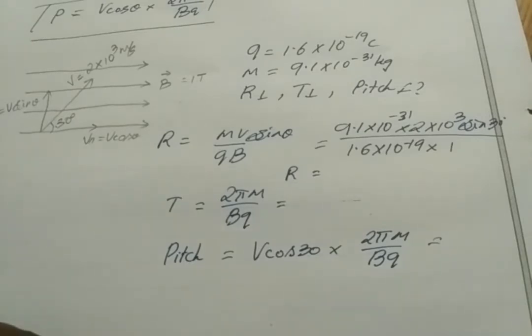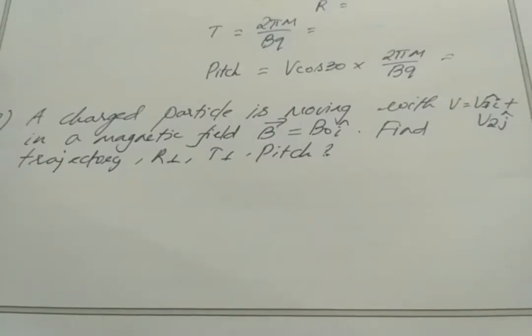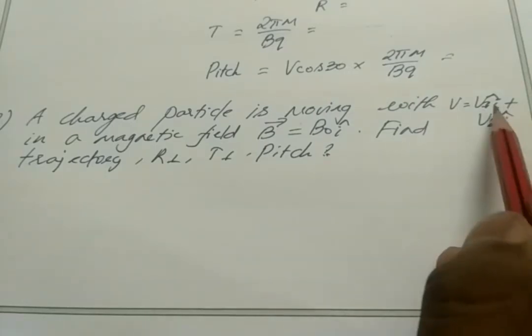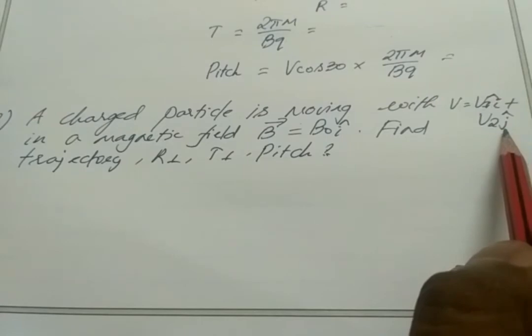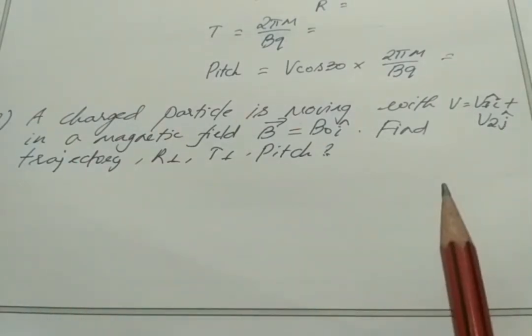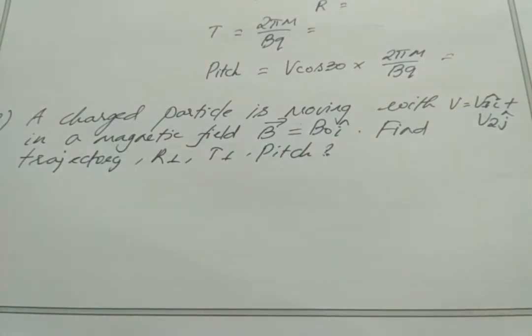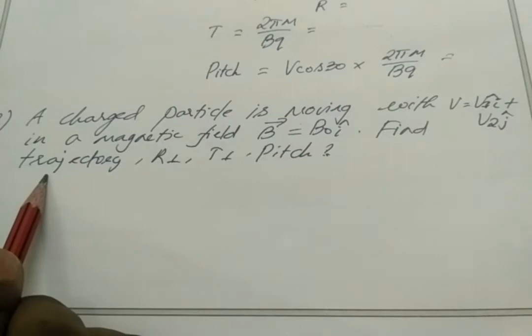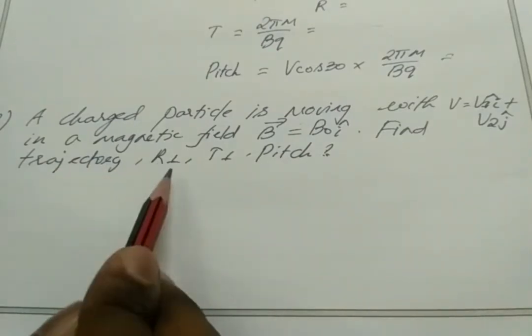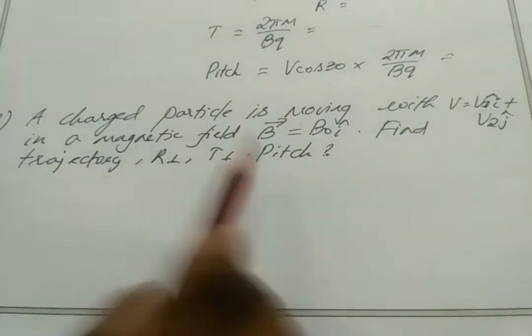Next problem says that a charged particle is moving with velocity v equal to v1 i cap vector plus v2 j cap vector. So here we have two axes. We take i cap vector on the x axis, we consider j vector on the y axis, right? If it is k, then it means z axis. In a magnetic field B equal to B naught i, find the trajectory. Trajectory means the path of the charged particle, and R perpendicular, radius, time, pitch.